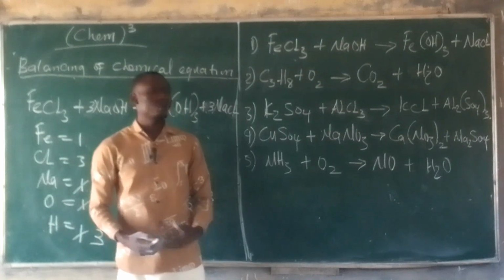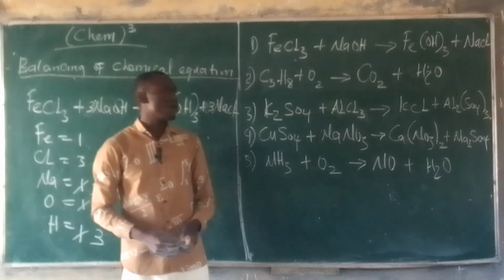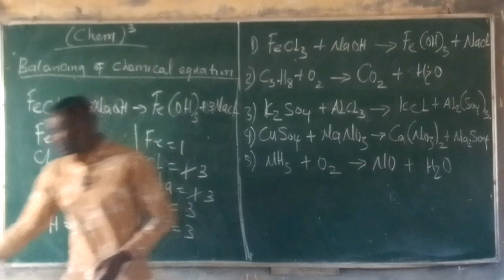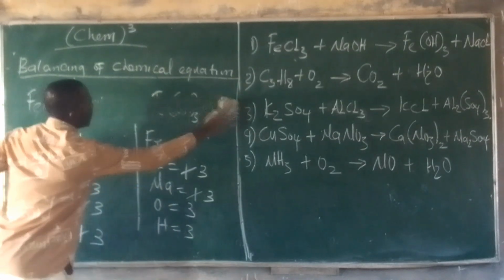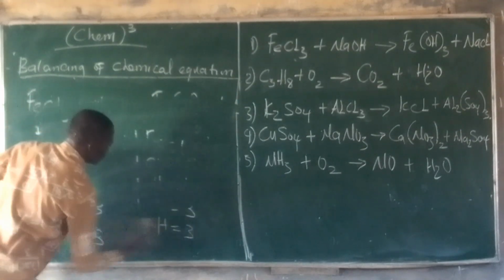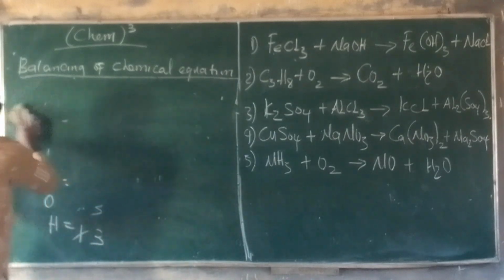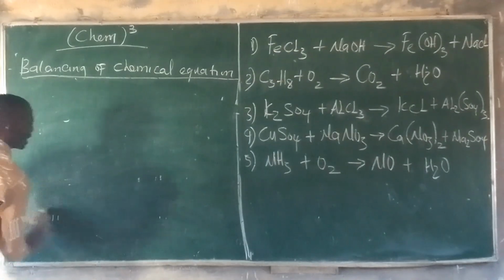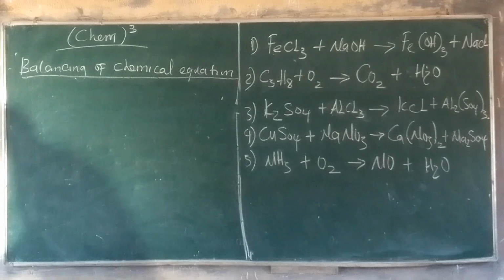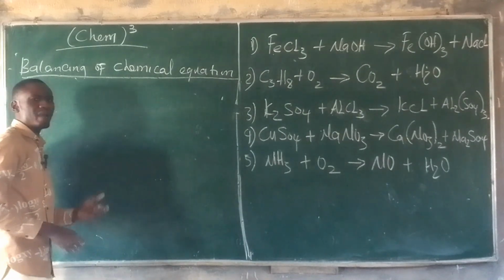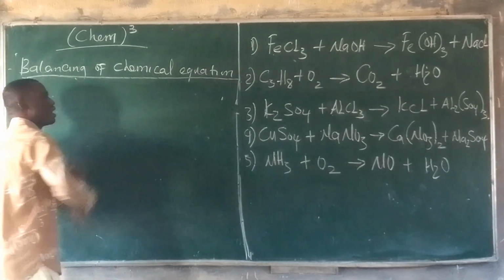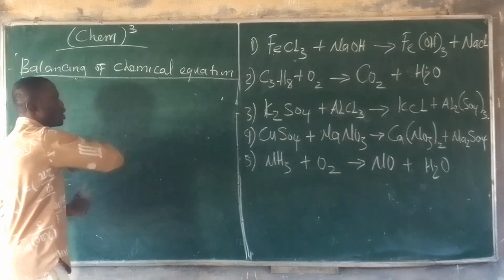I want you to pause the video and try out the other question. But let's just solve it. We have the other question. After balancing your equation, make sure you check that the number of elements on the product side equals the number of elements on the reactant side. What you have on this side, you have on this side. What you have on this side, you have on this side.